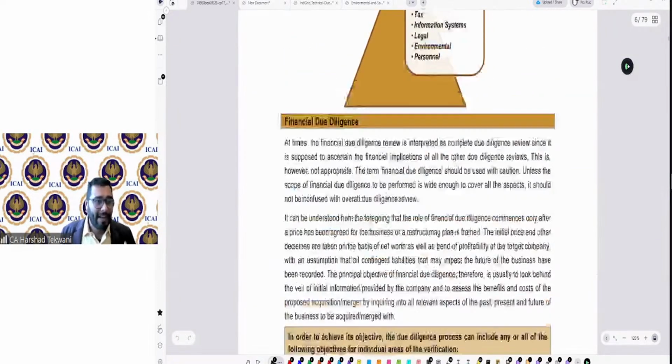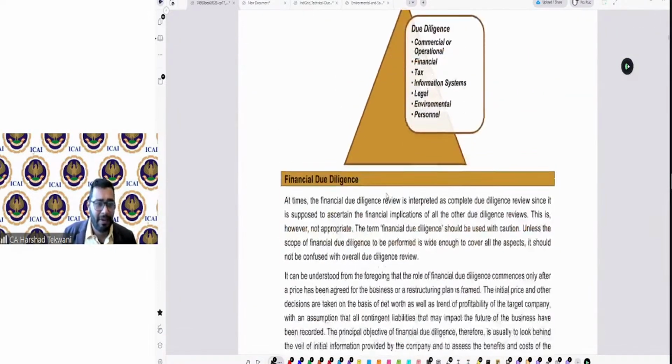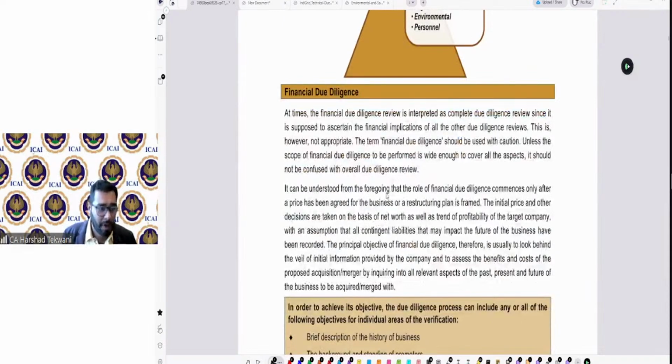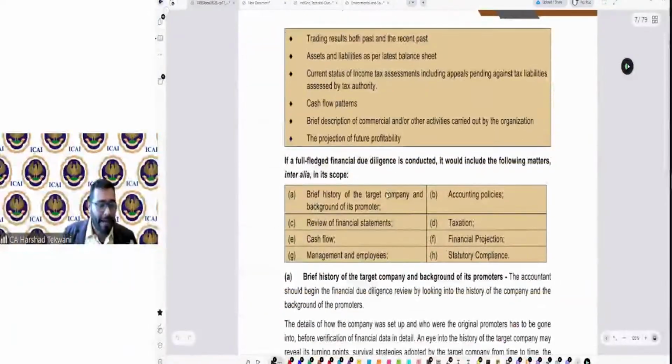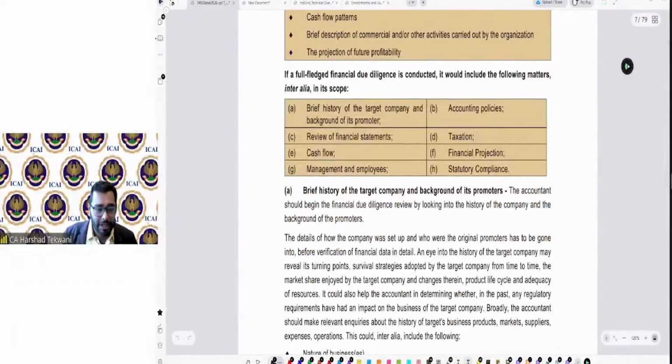Same way, let's say financial due diligence, as one example. In financial due diligence, as I was saying, a brief history of the target company and the background of the promoters is verified. As I told you: what is the company doing? What is the market share? What products is the company dealing in?